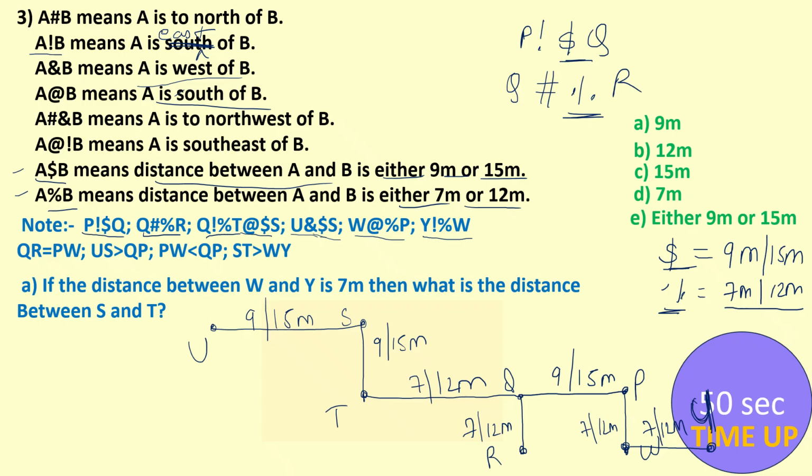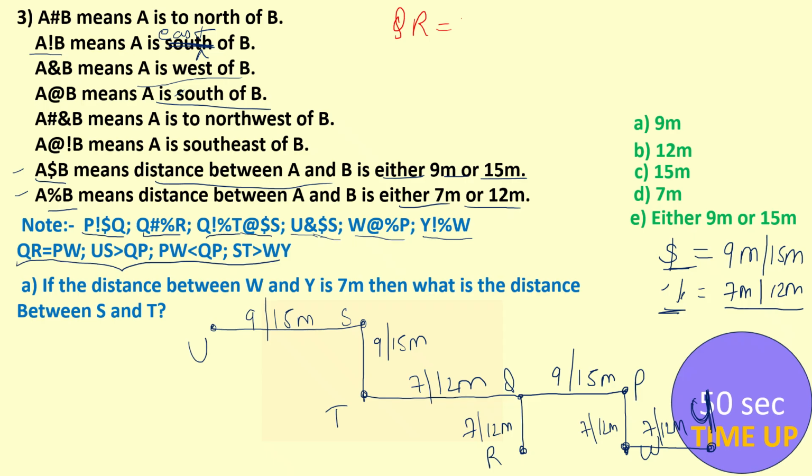Now to confirm which is what distance, you need to look at the conditions given to you. The second condition. First they are saying that QR is equal to PW. QR is equal to PW.